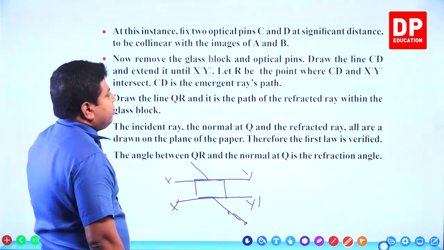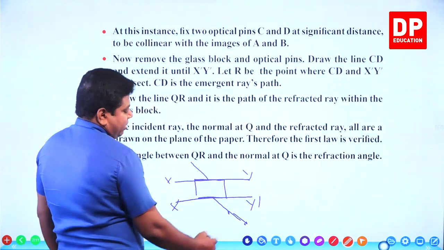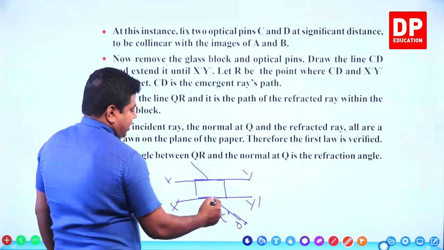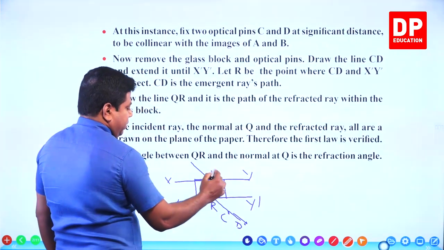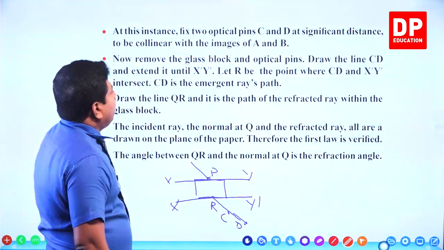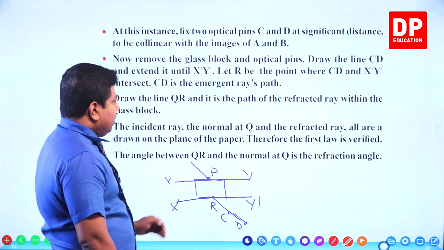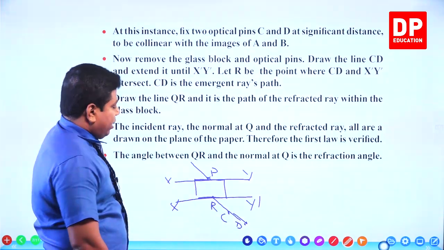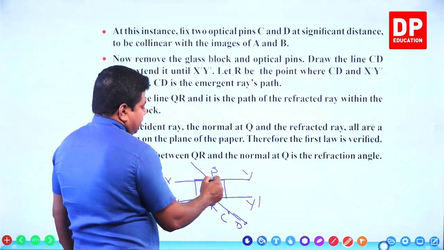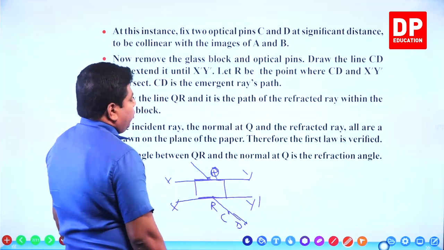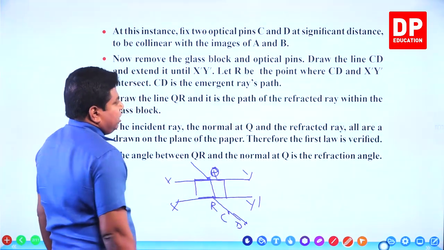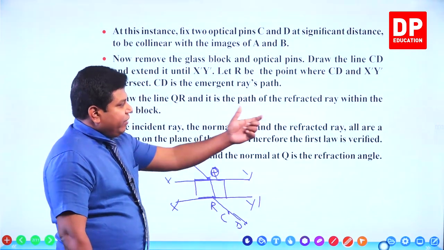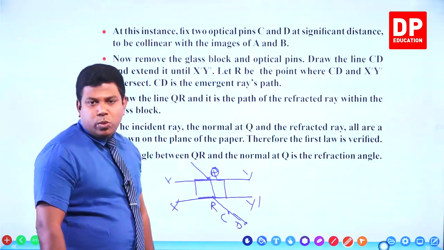Let R be the point where CD and X dash Y dash intersect. This is X dash Y dash, this is CD. So, those two intersect at R. This is P. See, it is the emergent ray's path. Draw the line QR. Oh, this is not P, this is Q, right? Draw the line QR. Connect Q and R. Connect those two. It is the path of the refracted ray within the glass block.